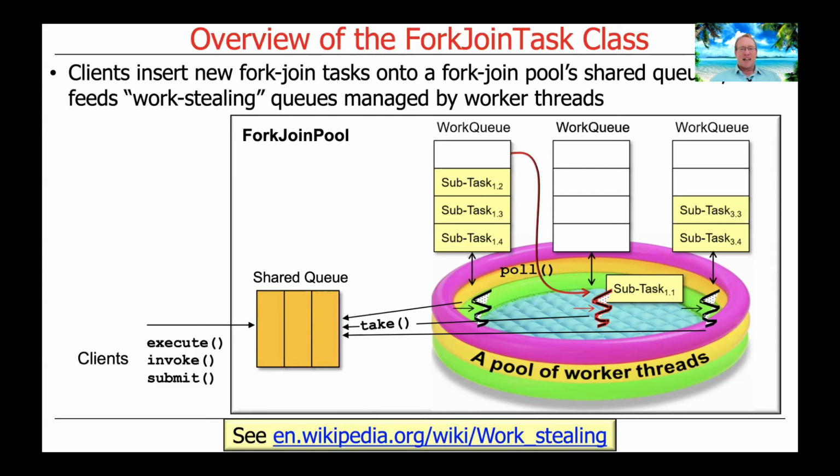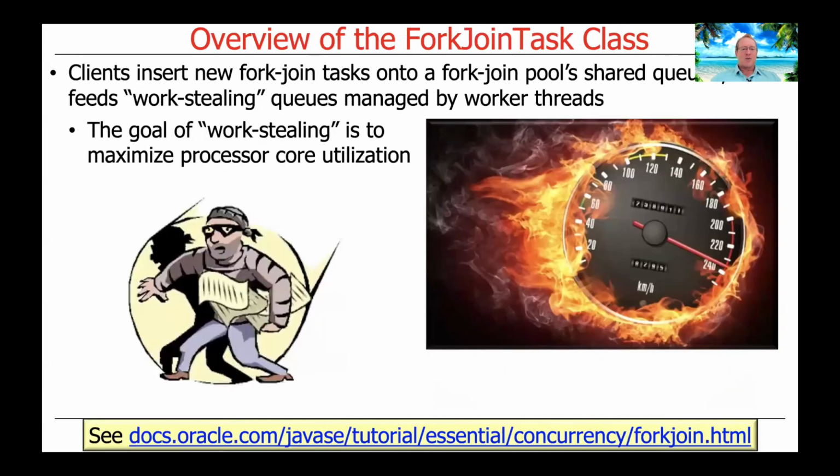And as you can see with the link at the bottom of the slide here, the key thing that happens in a ForkJoinPool that's quite different from other types of thread pools in the Java Executor Framework is the concept of work stealing. And we'll talk about what work stealing is too. The goal of work stealing is to maximize processor core utilization.